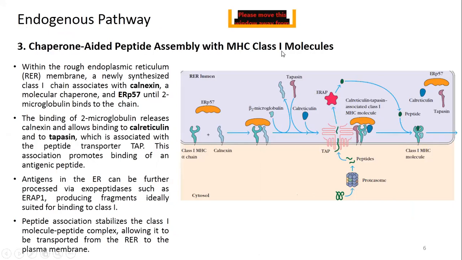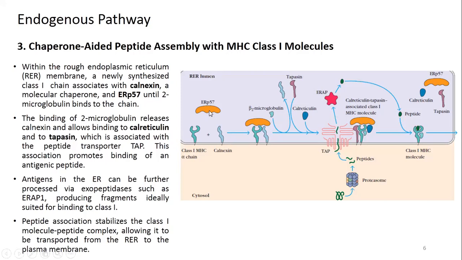Chaperone-aided peptide assembly with MHC class 1 molecule. Like other proteins destined for the plasma membrane, the alpha chain and beta 2 microglobulin components of class 1 molecules are synthesized on ribosomes on the rough endoplasmic reticulum. So assembly of these components to a stable form requires the presence of a peptide in the binding groove. The assembly process involves several steps and includes participation of molecular chaperones that facilitate the folding of the polypeptides. The first molecular chaperone involved in class 1 MHC molecule assembly is calnexin, as we see here, a resident membrane protein of endoplasmic reticulum.